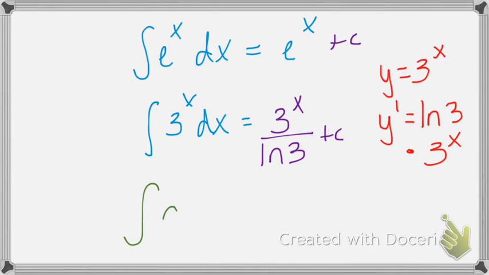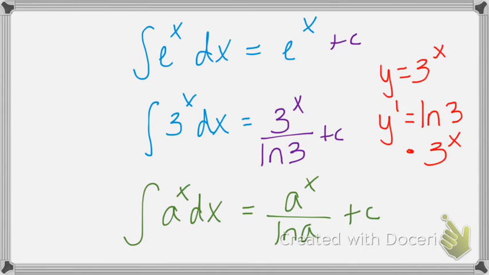So the rule is if you have a to the x, the antiderivative would be a to the x over natural log of a. Or 1 over natural log of a times a to the x, whichever way makes more sense to you.